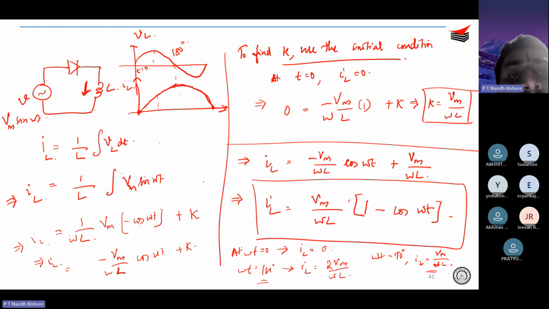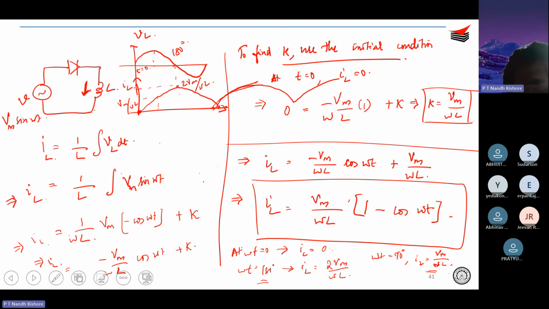Okay. This is your inductor current. So you see the difference, right? You have applied a sinusoidal voltage, but your inductor current is something like this, and it continues like this. It reaches its peak at 180 degrees. Here it is Vm by omega L. This is 2 Vm by omega L.